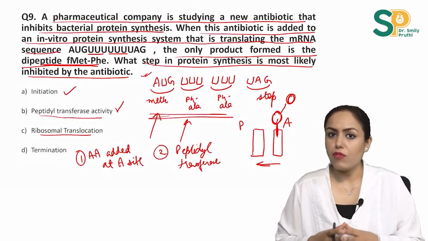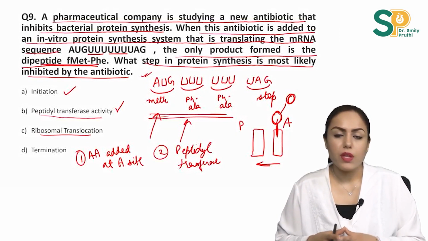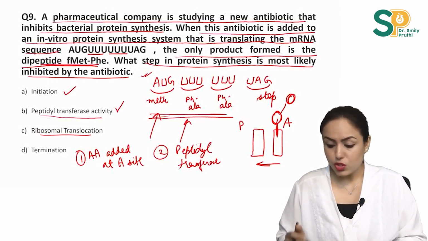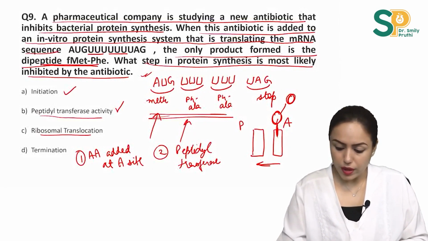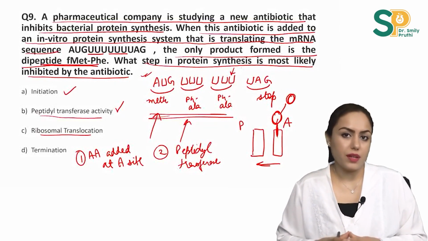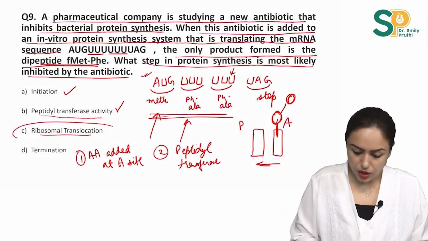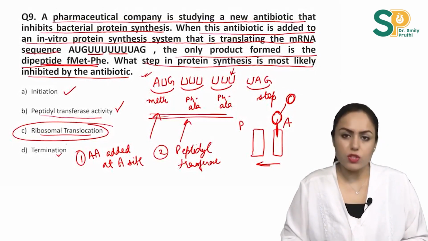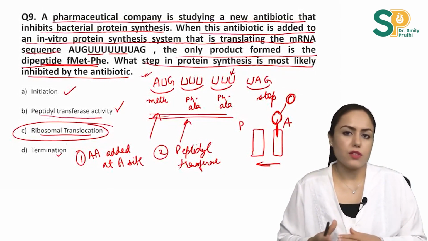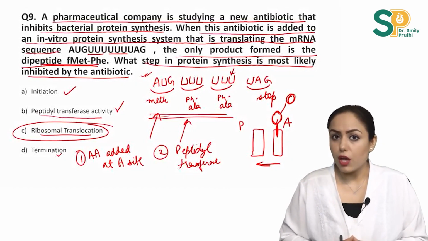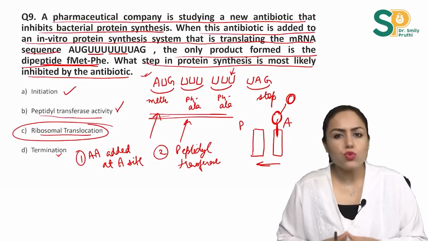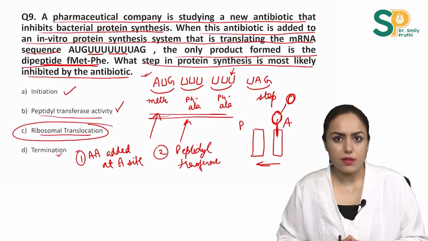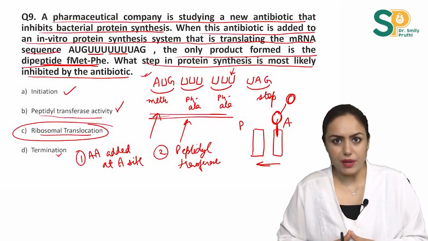For that we have ribosomal translocation, which is movement of the ribosome on the mRNA. That must not be happening here. That's why the third amino acid is not getting added. So the answer is ribosomal translocation, right? And termination is very non-specific here, so we can just leave that. That is not the answer. In fact, in this scenario, what is happening is that the ribosome is frozen before reaching the termination signal, and we are getting only a dipeptide.